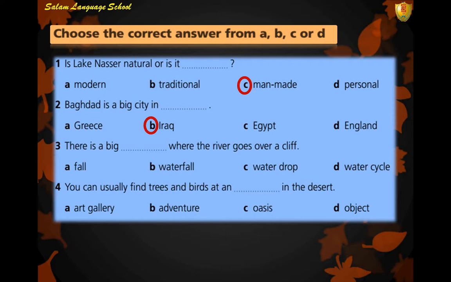Number 3: there is a big (blank) where the river goes over a cliff. There is a big fall, waterfall, water drop, water cycle. The answer is waterfall. There is a big waterfall where the river goes over a cliff. Number 4: you can usually find trees and birds at an (blank) in the desert. Art gallery, adventure, oasis, object. So the answer: you can usually find trees and birds at an oasis in the desert.